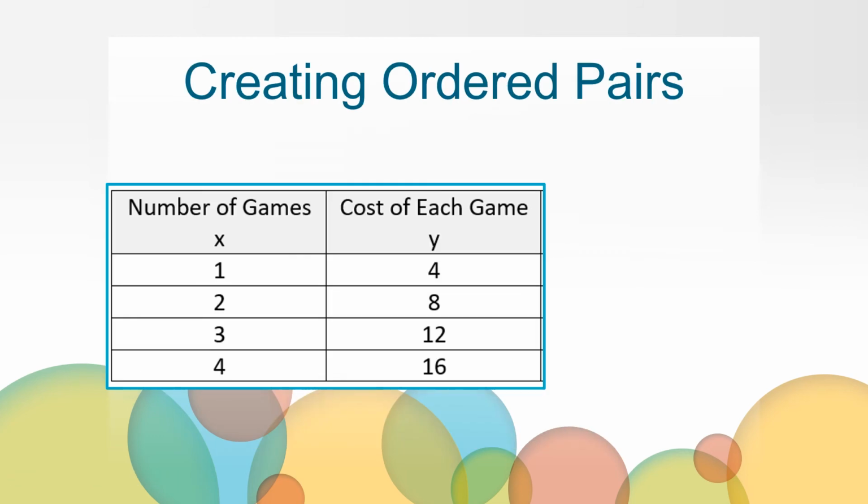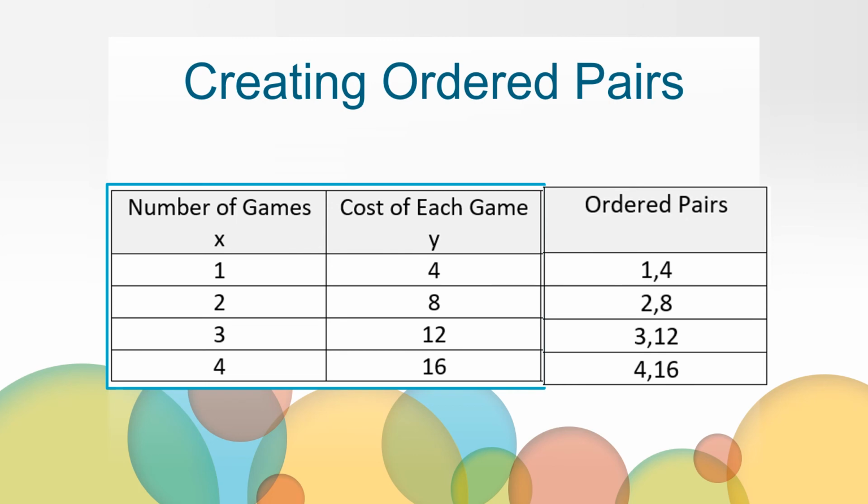We can use that multiplicative relationship to create ordered pairs. Ordered pairs, also called coordinate pairs, can be graphed. The number of games is represented by X, and the cost of each game is represented by Y. What do you notice about the ordered pairs and the table?